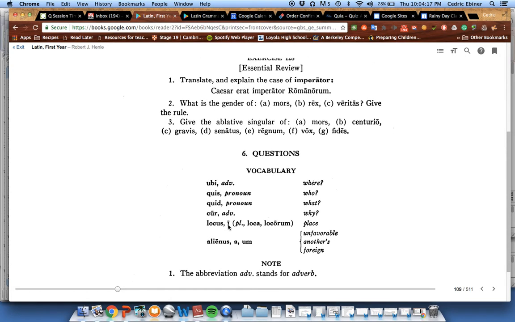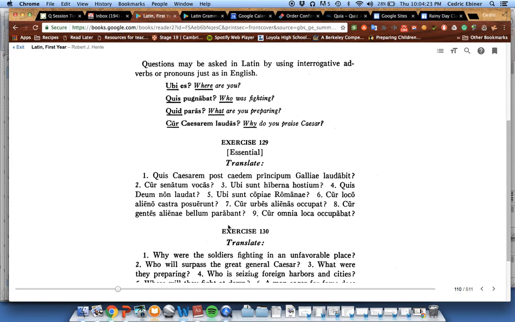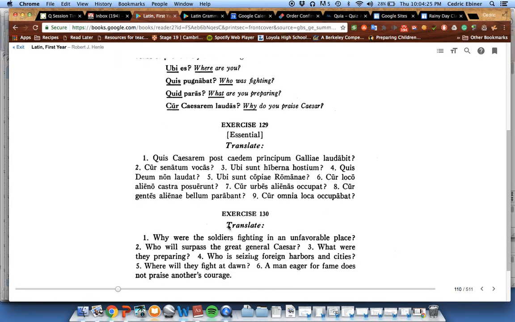Let's keep going to the next page, and we're going to go to the questions. Let's look at exercise 129 on page 115. Quis Caesarem post cedem principum Galliae laudabat? We have the question, quis, who, right? Who will praise Caesar? In sentence number 2, we have the question, cur senatum vocas. Why do you call the Senate? Then we have the question, ubi, where or when? When are the headquarters or the winter quarters of the enemies? So these questions are oftentimes fun to translate. I hope you had fun.